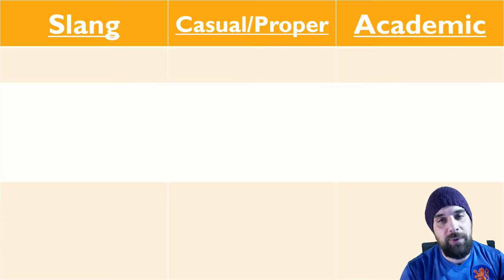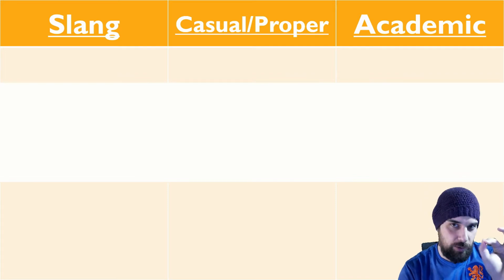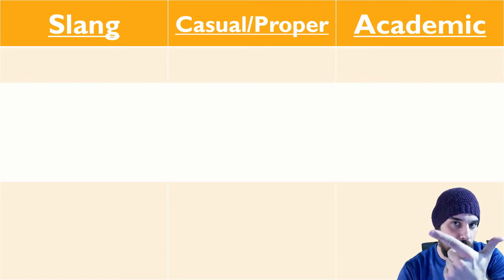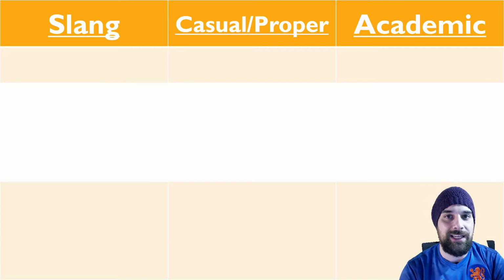So we're going to look at a couple of examples in a slang register, a proper or casual register, and then an academic register. Now, remember this again. I want to clarify this one more time. It's okay to speak in slang. It's not okay to write in slang. It's not okay to speak in academic register. It's important to write in academic register.